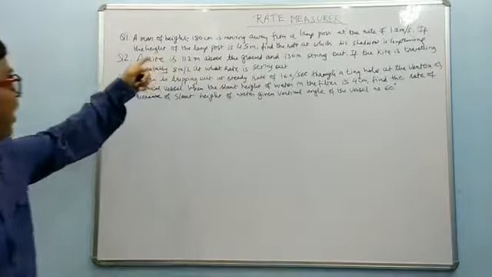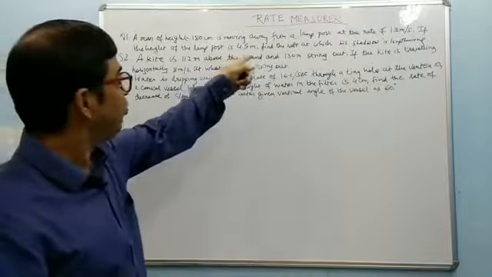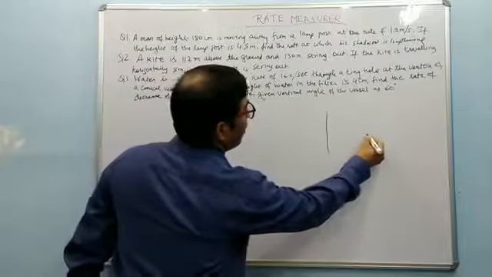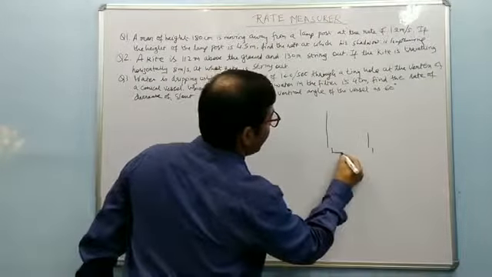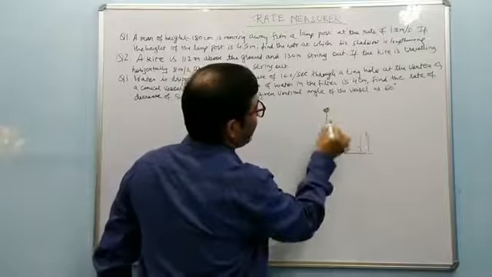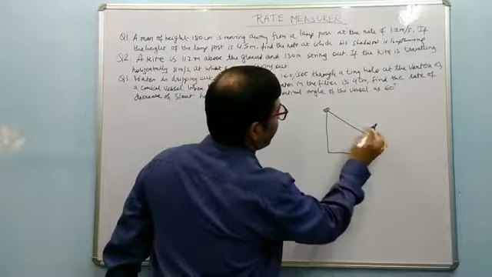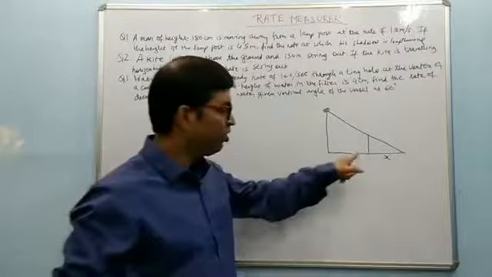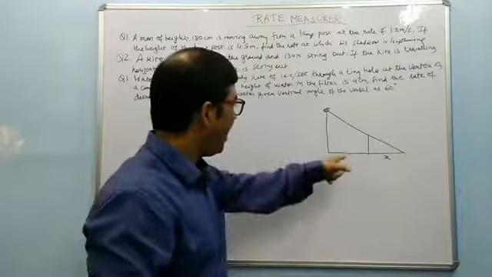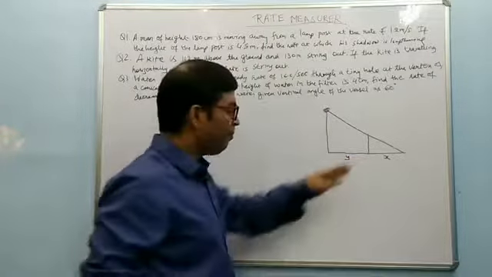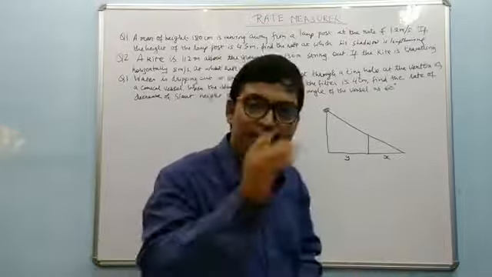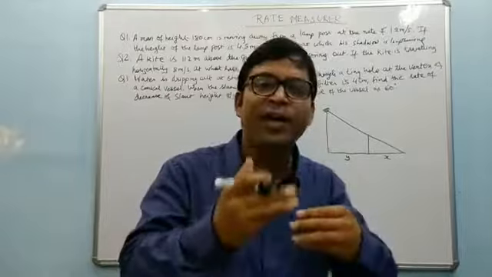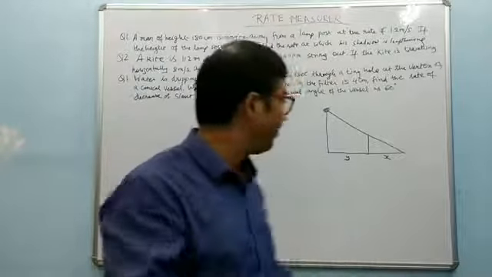See in this question, a man of height 180 centimeters is moving away from a lamppost. Just draw the figure. This is a lamppost. Man is here. Lamppost light is coming from here and touching the ground here. So this is actually the length of shadow. We know this. And this is the distance the man is away from the lamppost. Whatever is given, we just write it in the figure and we try to establish a relation between the variables.